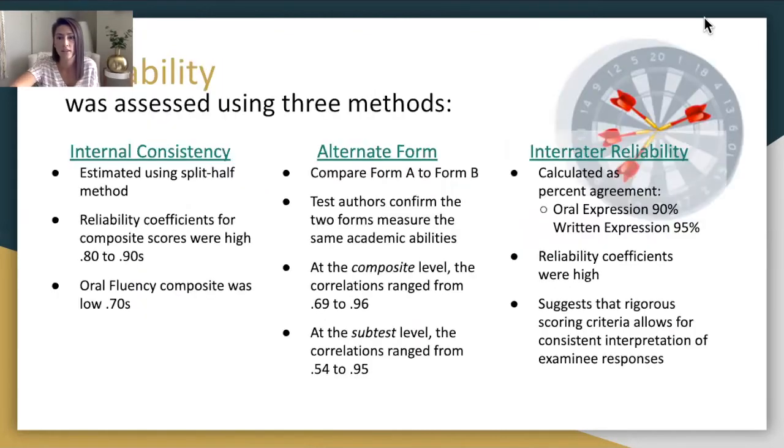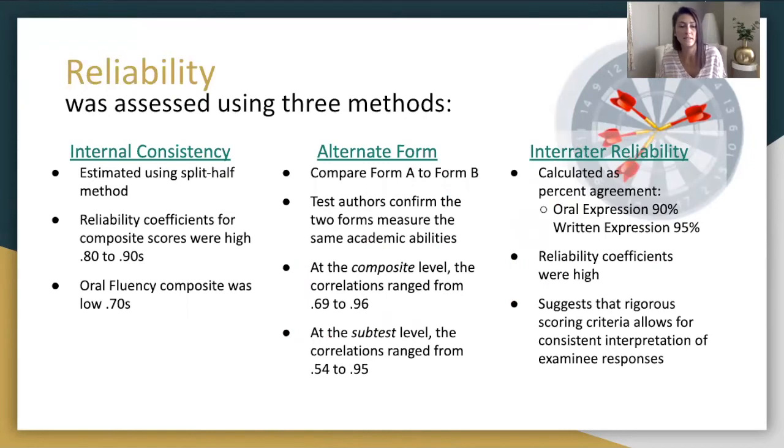Next, we have reliability, and reliability was assessed using three different methods. So internal consistency, which we know is the extent to which the test items correlate with one another. And they use the split half method to address this, which is basically dividing the test into two separate tests. Usually they'll use the odd numbers and the even numbers and then compare those to get an estimate of reliability. And in this case, those coefficients were pretty high, which indicates pretty good internal consistency. One thing that did stick out was the oral fluency was pretty low, and it was in the 0.70s.